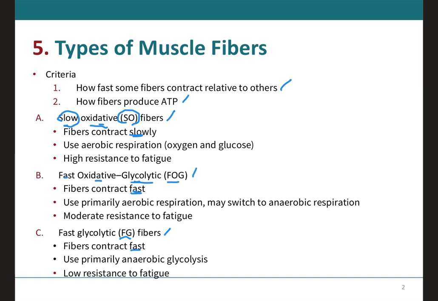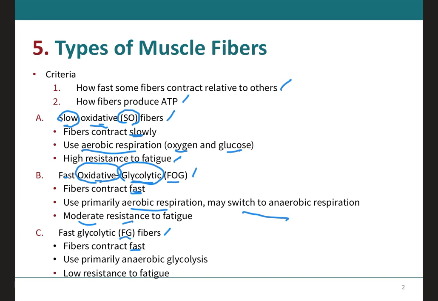is being produced. So the SO fibers are going to use aerobic respiration, which means that they use oxygen and glucose to produce ATP, and they will be resistant to fatigue. The FOG fibers will use primarily aerobic respiration, which is the same as the SO fibers, but sometimes they may switch to anaerobic respiration, and this is why they're called fast oxidative glycolytic fibers. And because they can use both modes of respiration, they are considered to be moderately resistant to fatigue.